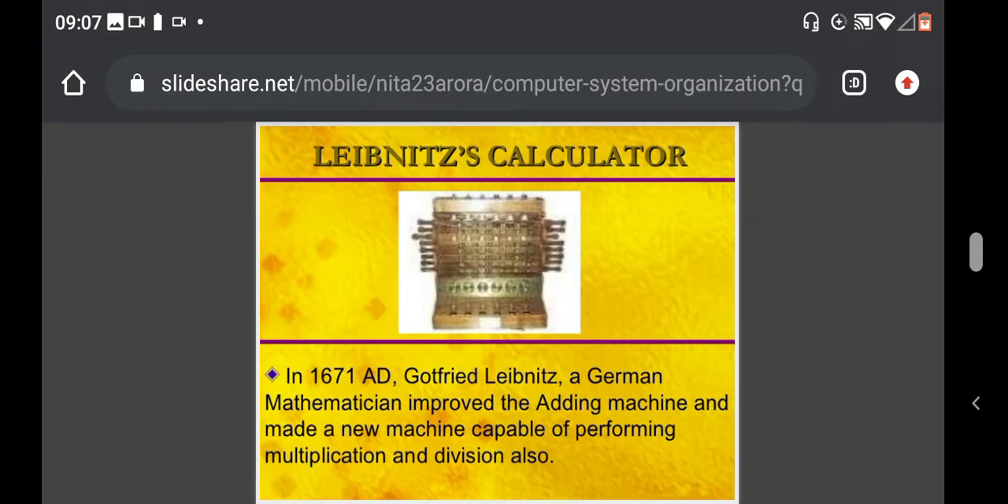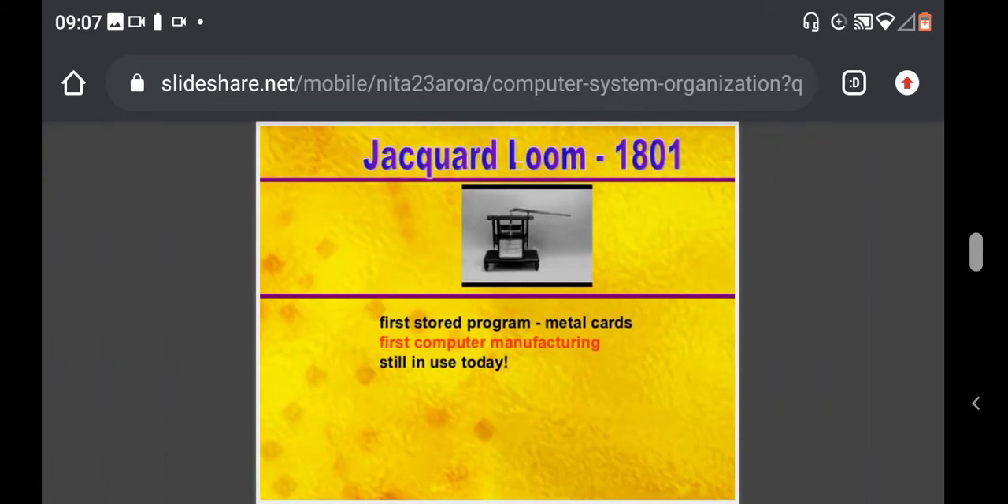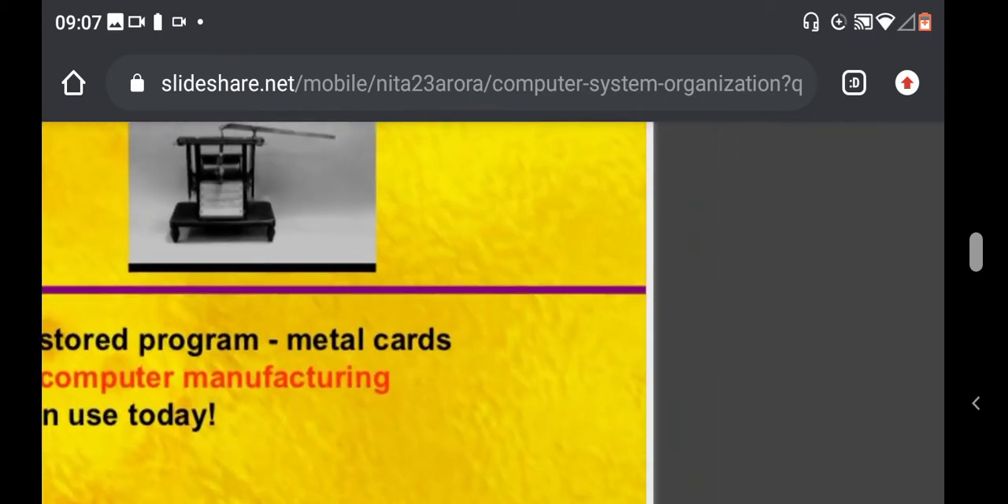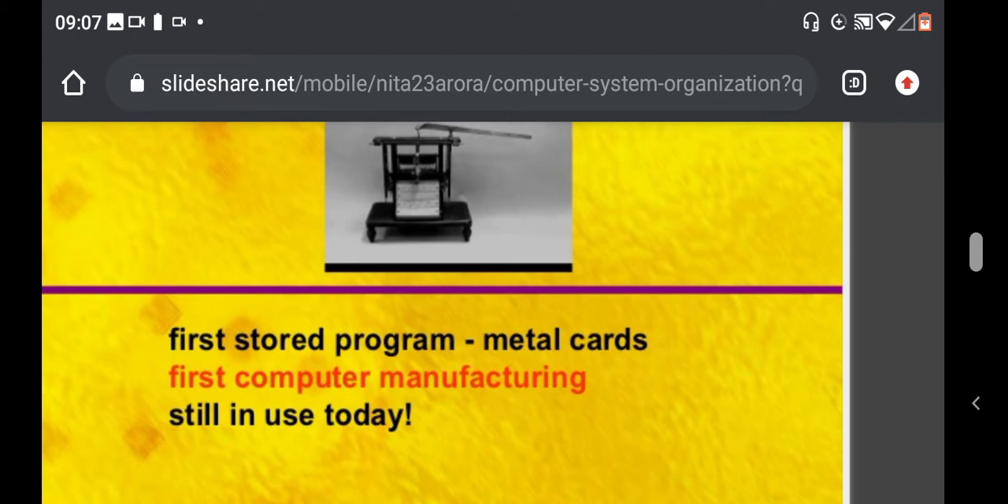Then we have the Leibniz calculator. In 1671, Gottfried Leibniz, a German mathematician, improved the adding machine and made a few machines capable of performing multiplication and division also. So it can actually perform all four arithmetic operations. Then we have Jacquard's loom in 1801, the first stored program with metal cards. First computer manufacturing is still in use today.